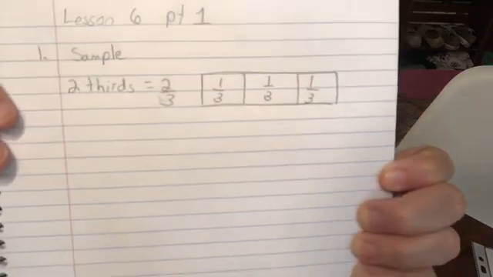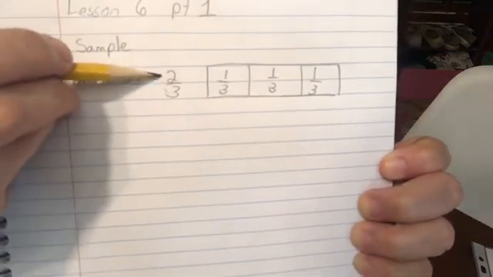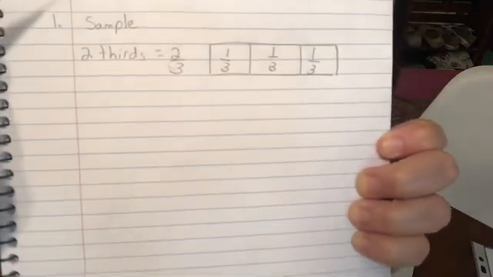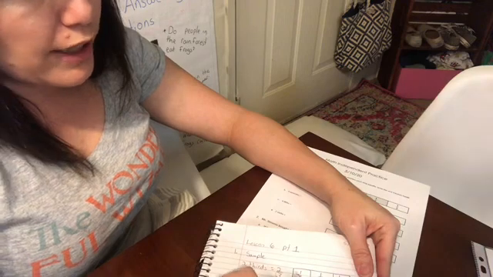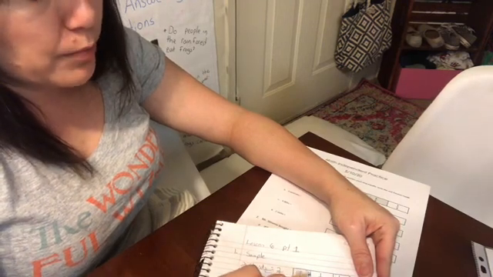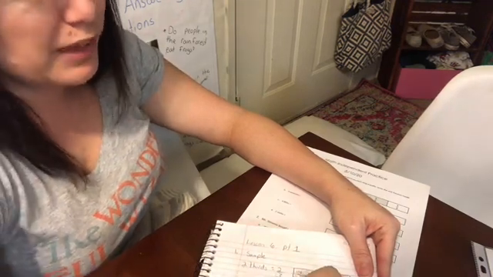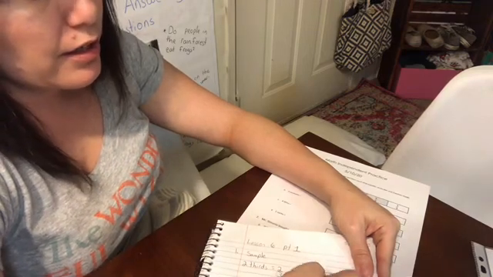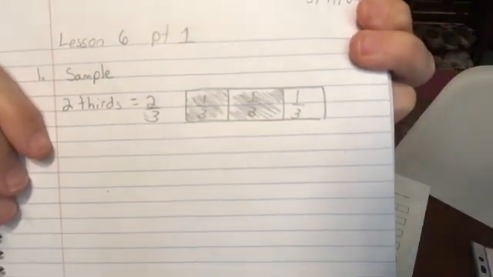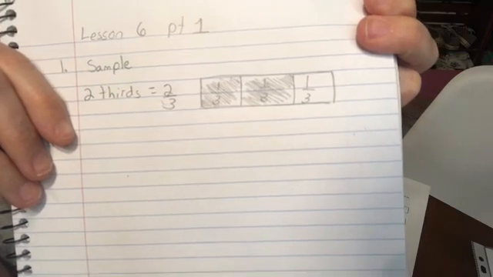Now, the 2 is the number on the top, and the 2 represents the number of parts I want shaded. So I'm going to go ahead and draw in 2 shaded parts. Like I've said, as we've been meeting in small groups, it's not important to shade it perfectly. I'm just going to do a quick scribble like that. But I have shaded in 2 of the thirds.